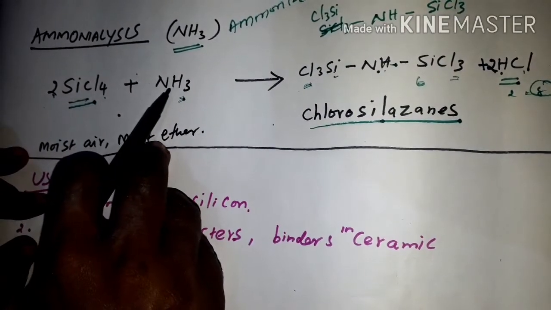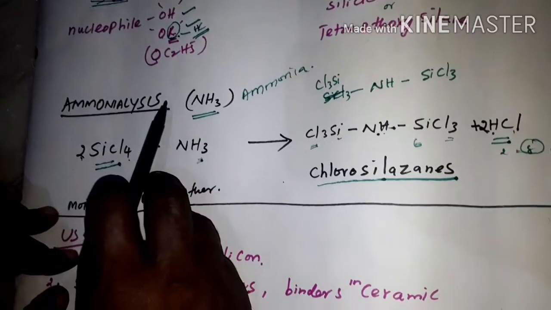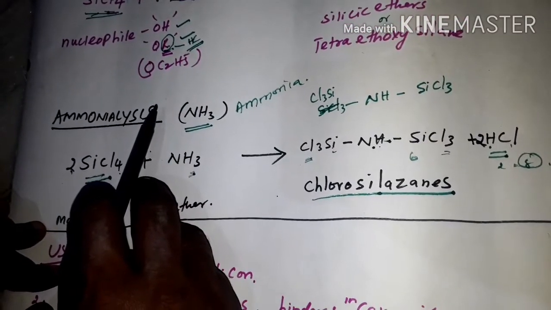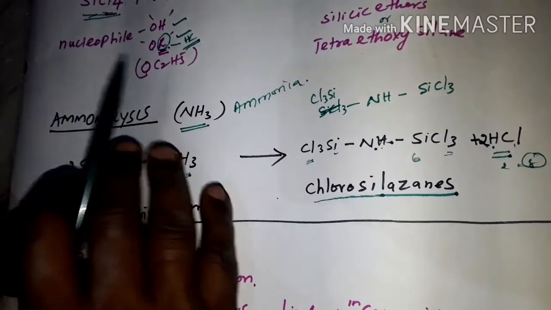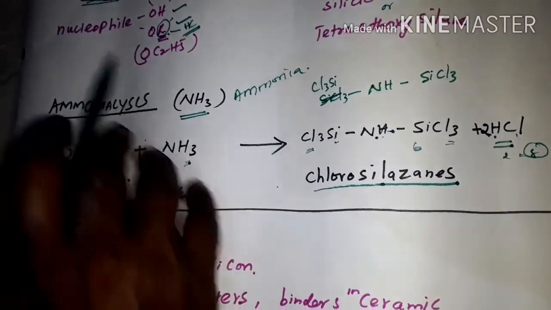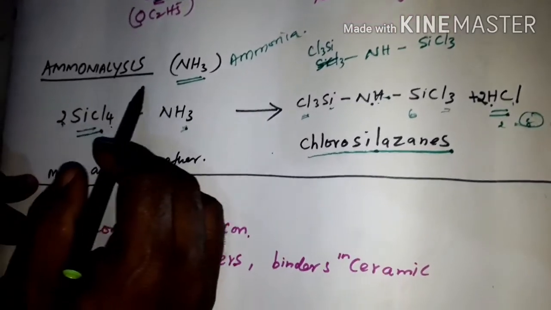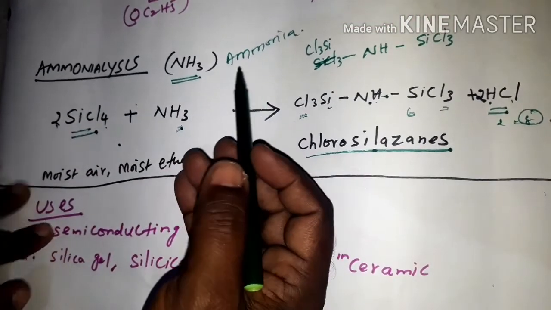So that's all about the properties of silicon tetrachloride. First we studied about hydrolysis, adding of water, adding of Marsh ether. Now second one is alcoholysis, adding alcohol. Third one is ammonialysis, adding ammonia.